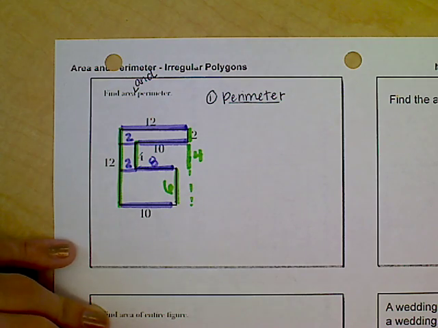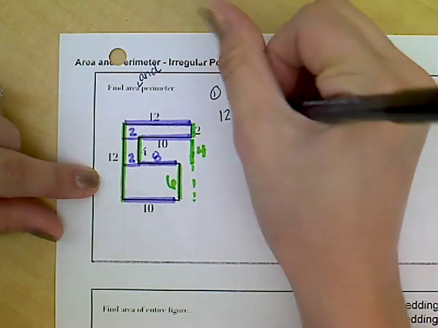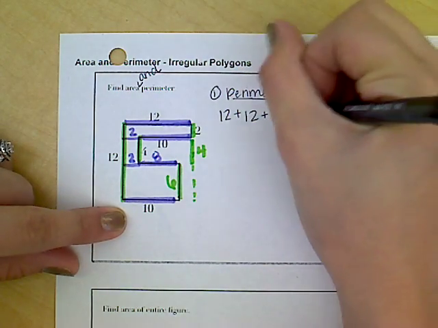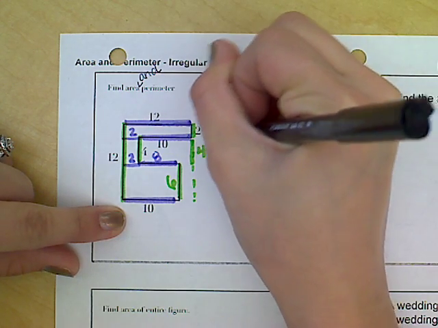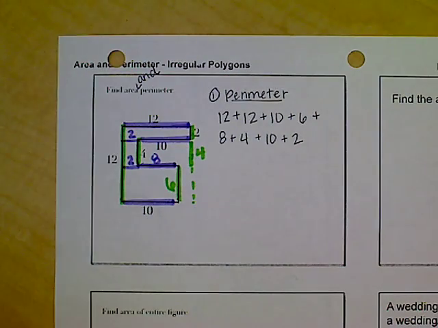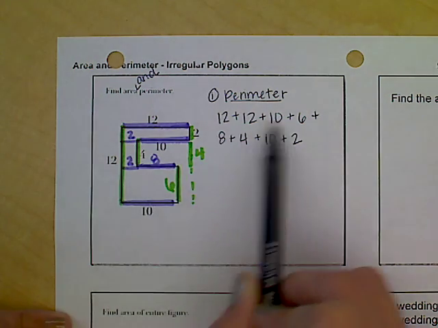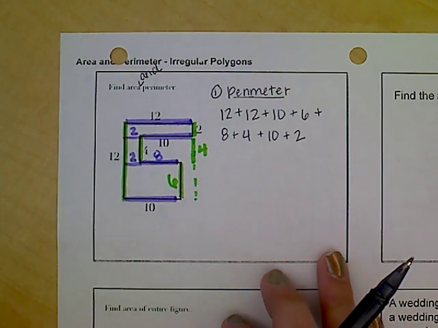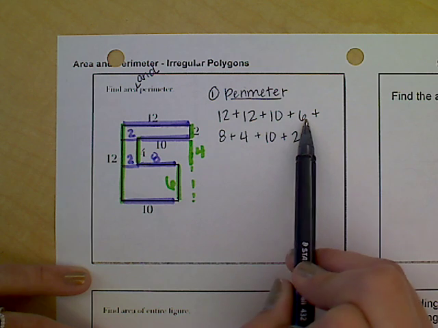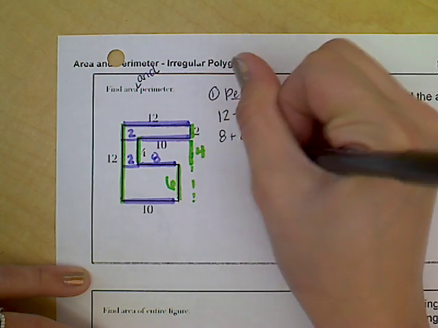And once you find all your distances, you're just adding up all the numbers on the outside. So if I start here, I have 12 plus 12 plus 10 plus 6 plus 8 plus 4 plus 10 plus 2. You can add up all your sides to make sure you didn't miss any. And then we can add to get our answer. So we have 24, 34, 40, 48, 52, 62, 64 would be our perimeter.